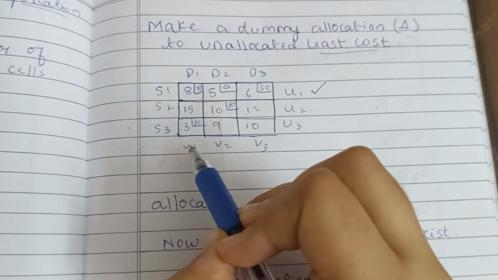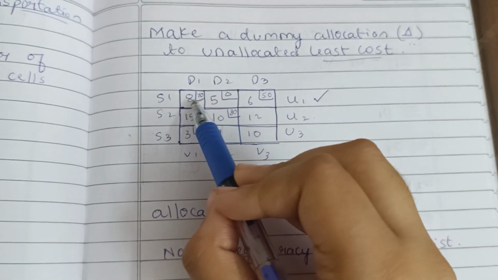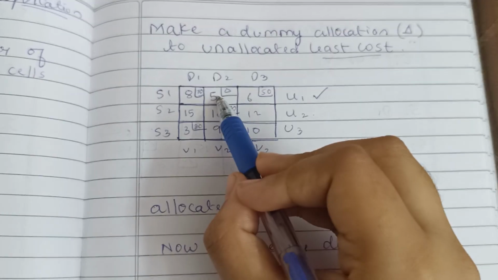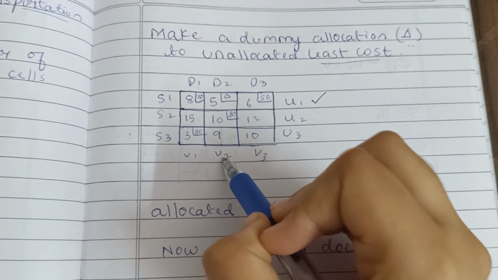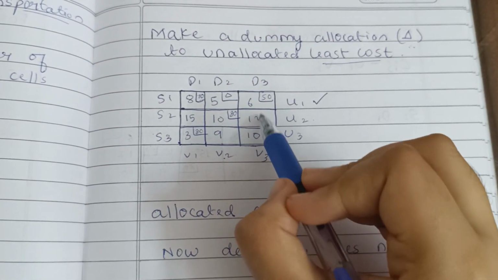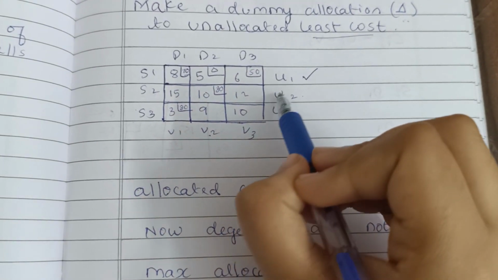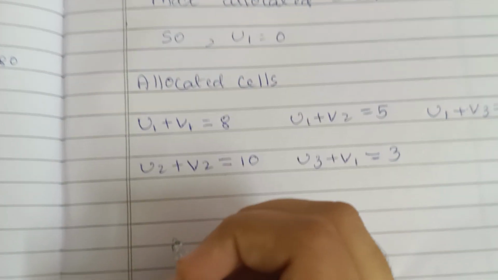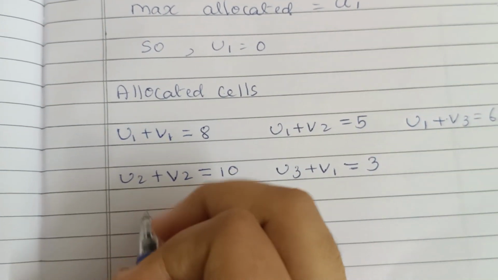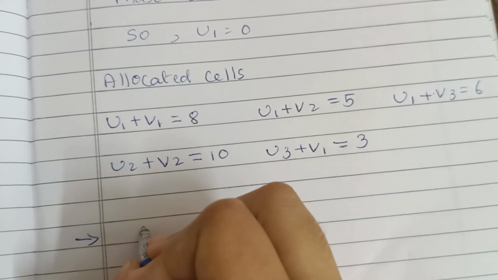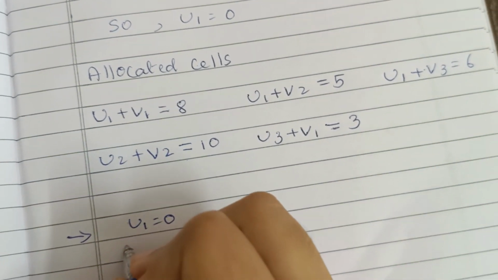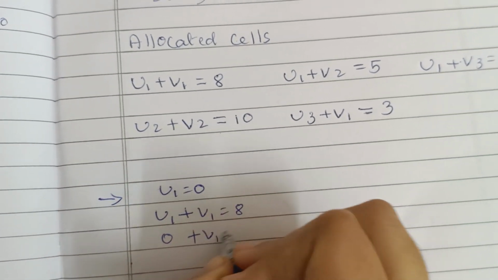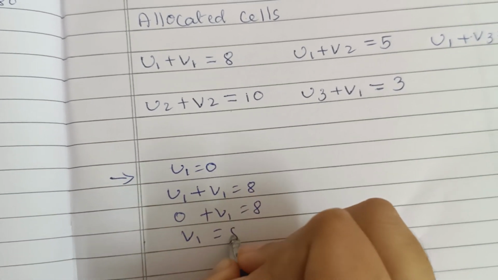Now write it like U1 plus V1 is equal to 8 for 8. For 5 it is U1 plus V2. For 6 it is U1 plus V3 is equal to 6. Do it for other elements also. We get these following equations. We already know that U1 is equal to 0. So hence solve it. If U1 is equal to 0, we know that U1 plus V1 is equal to 8. It is 0 plus V1 is equal to 8. So V1 is equal to 8.